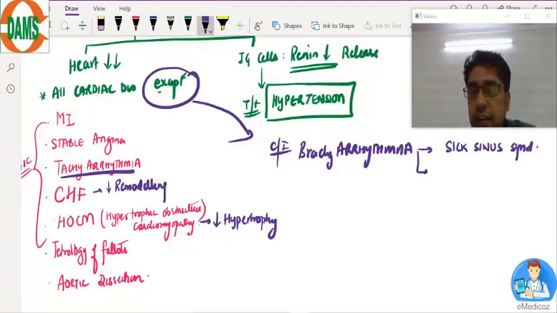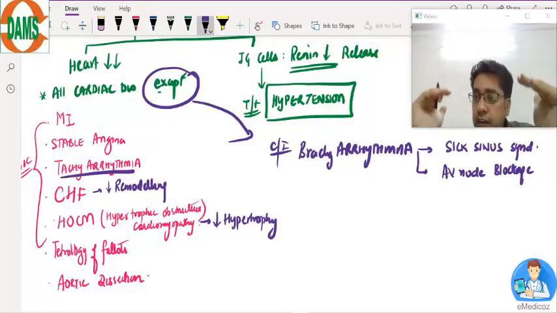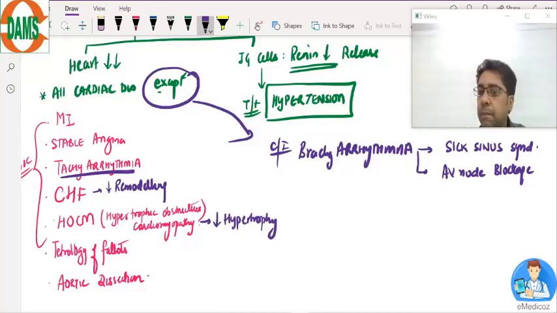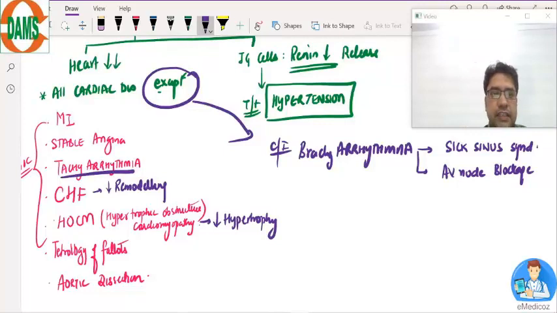Similarly, you will write below the SA node there is the AV node. So there is AV node blockage. Remember, don't give beta blocker, they reduce the conduction from the AV node as well. So when the heart is beating more, give beta blocker, but when the heart is beating less, don't give beta blocker.